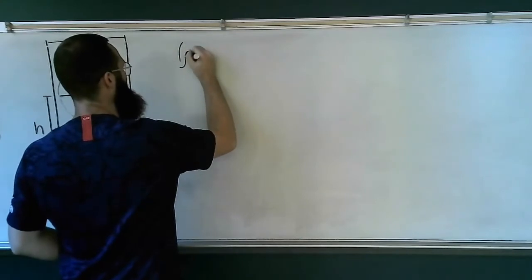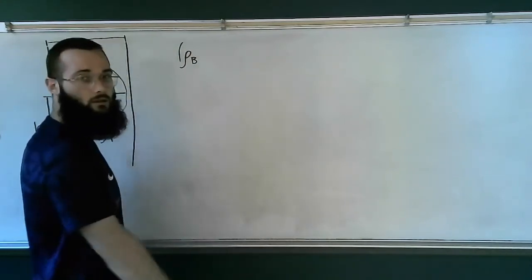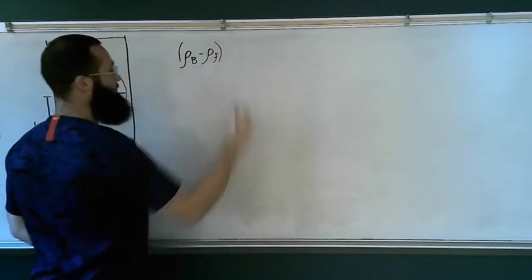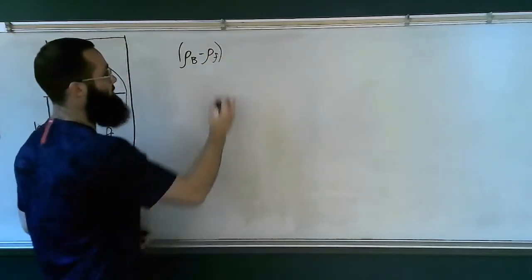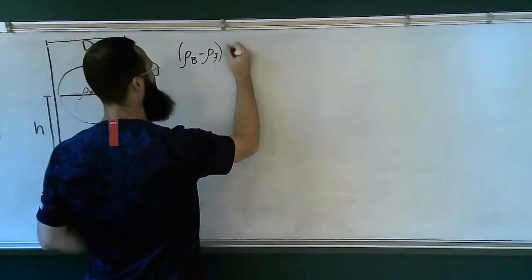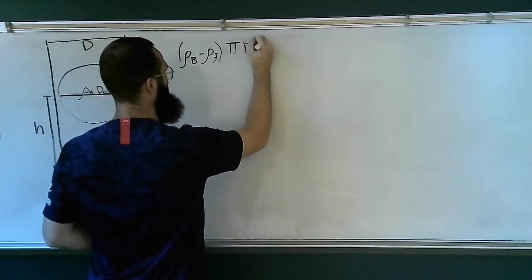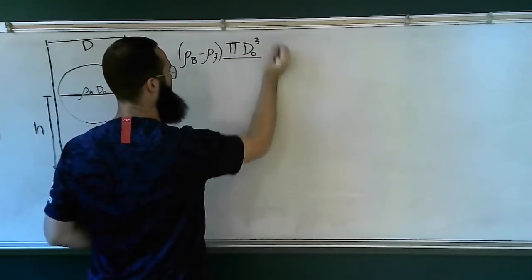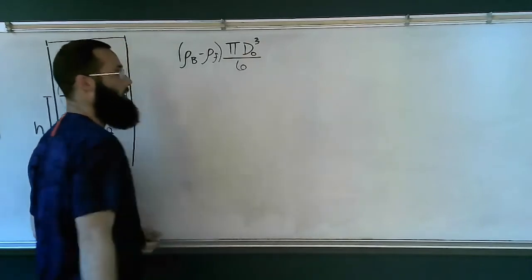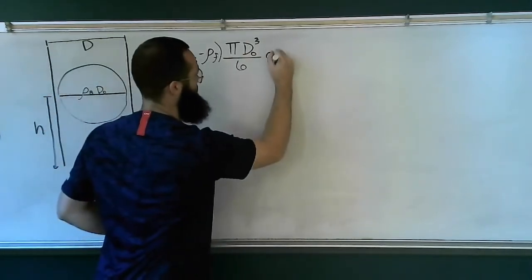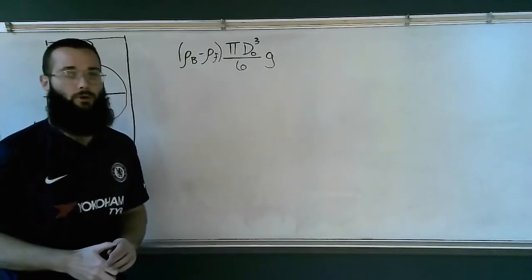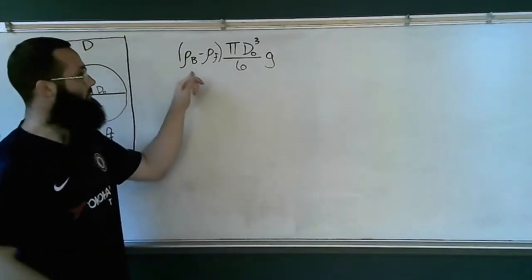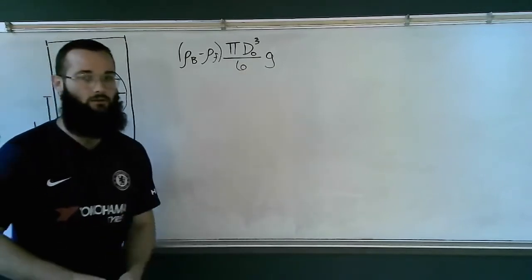We know that the effective weight will be the density of the ball minus the density of the fluid, times the volume of the ball, which will be pi d naught cubed over 6. And then of course we have to add g, the gravitational constant, to make it an actual weight. So this will be the effective weight of the ball: the densities times the volume times the gravitational constant.